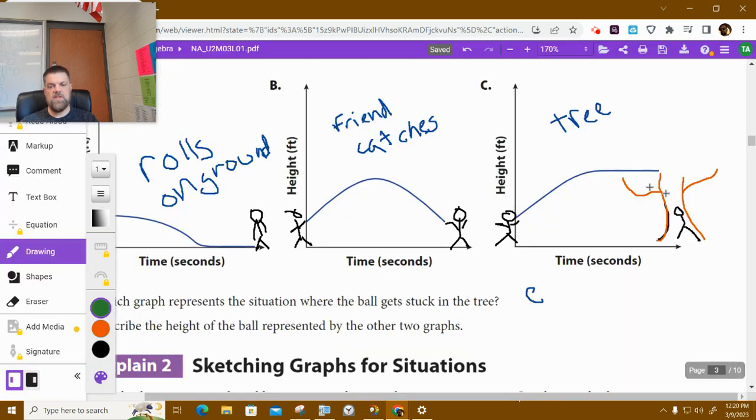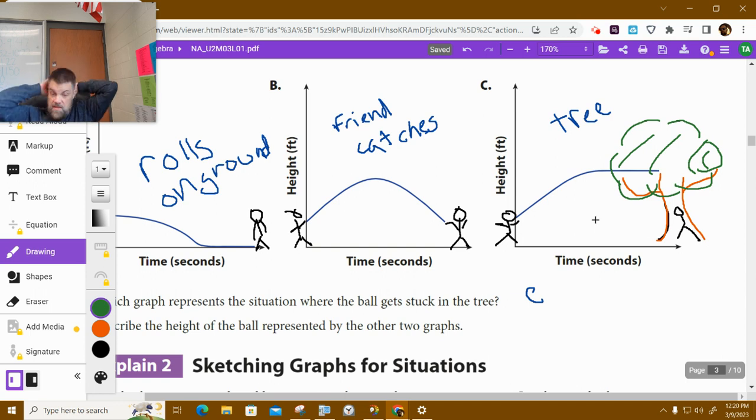Sometimes it helps to draw the picture. You also have a tree, right? And so the ball gets stuck in the tree and never comes back down. Does that make sense? And the blue curve just represents the path of the ball.